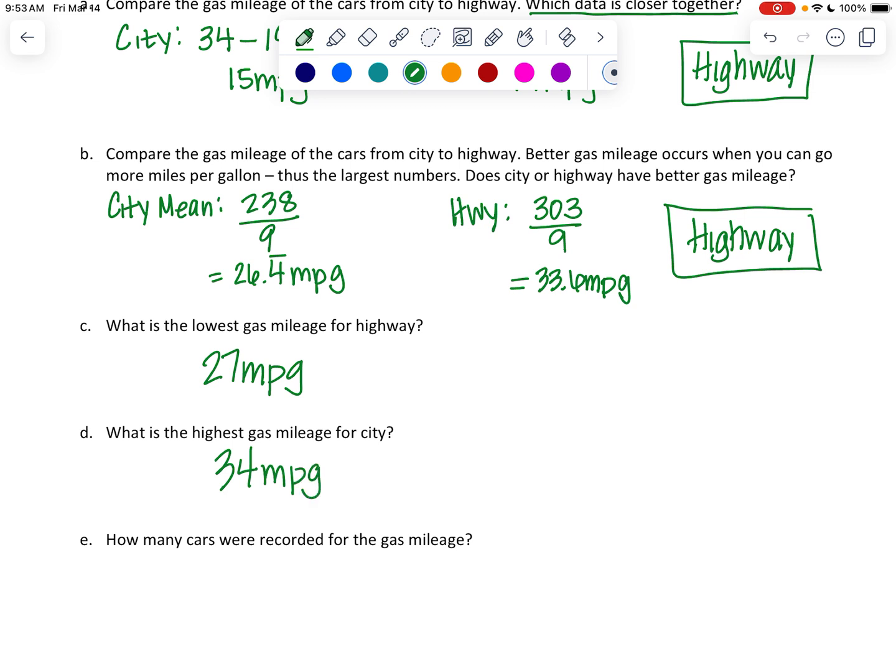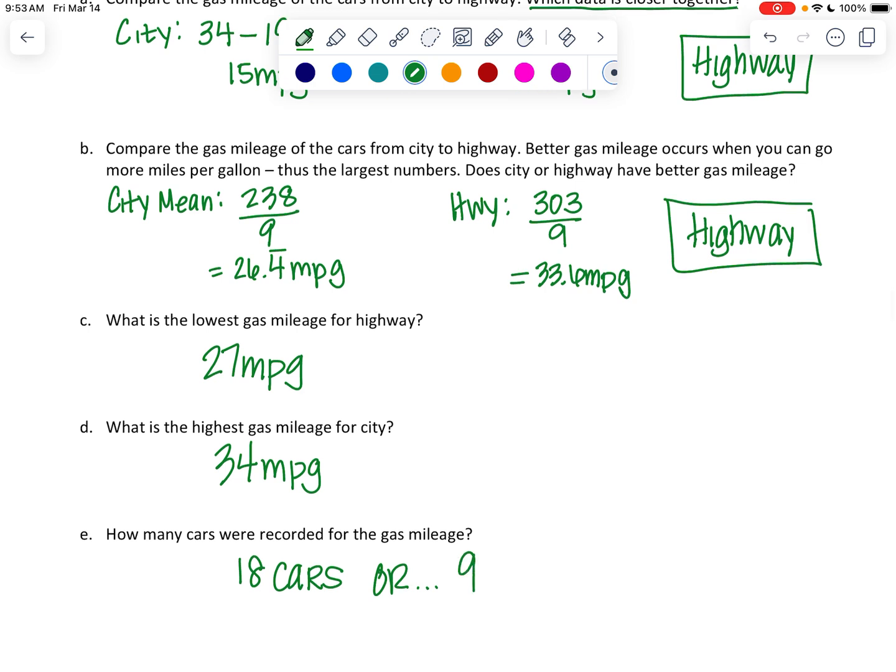And then it's asking how many cars were recorded for the gas mileage. And in this case, there were 18. They had 9 cars recorded for city and 9 cars recorded for highway. Although, one could argue that it was 9 cars and they just figured out the miles per gallon for each of the 9 cars in the city and also the highway. So it could be 9 cars. I could take either one of those answers because you could argue it either way.